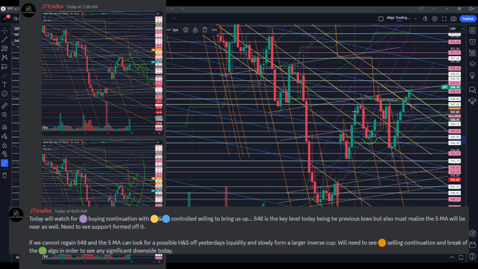So the first structure that I explained to be watching for here was going to be this inverse head and shoulder, and if we wanted to form something like this, we could do so. Even if we started to form it right here and you saw this shoulder starting to take place, we could look for that 550 retest.